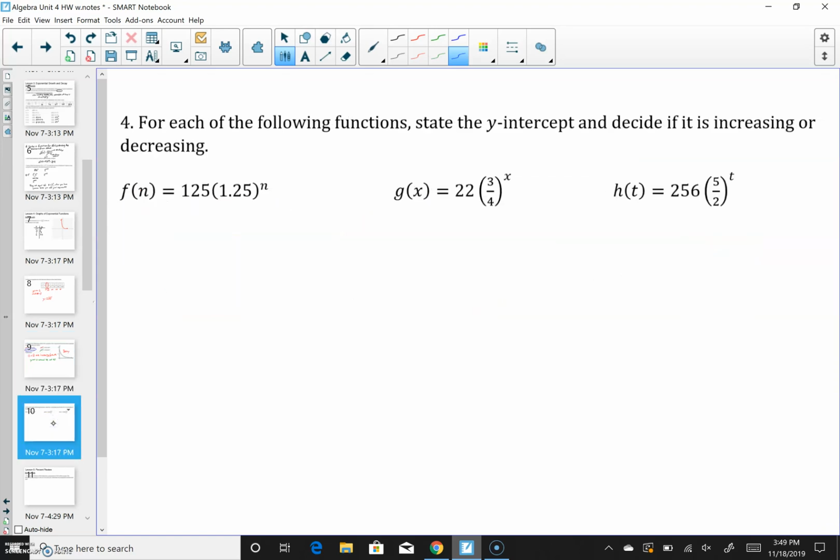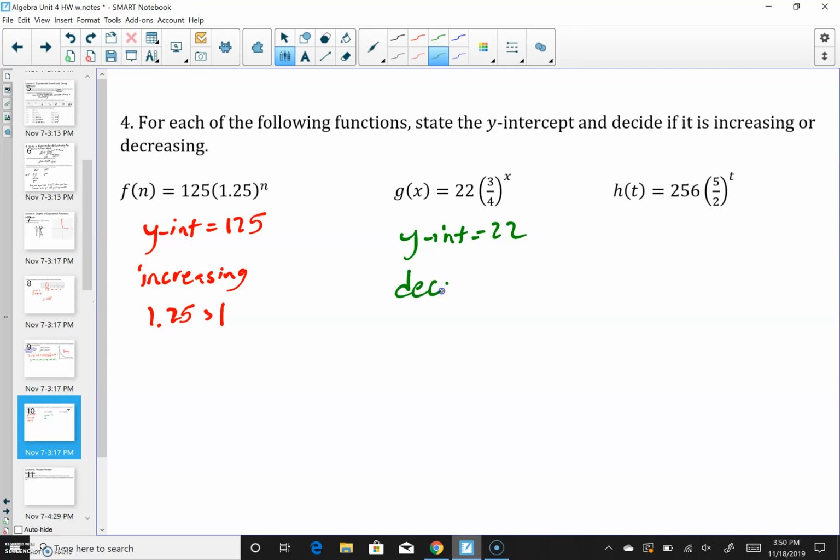So for the fourth one, for each of the following functions, state the y-intercept and decide if it is increasing or decreasing. So for the first one, f of n, my y-intercept is 125. And then, are we increasing or decreasing? We are increasing, all right? And again, our reason is that 1.25 in parentheses is greater than 1. For g of x, our y-intercept is 22, and then it's going to be decreasing, because as we look in our parentheses, our 3/4 is less than 1, or between 0 and 1.